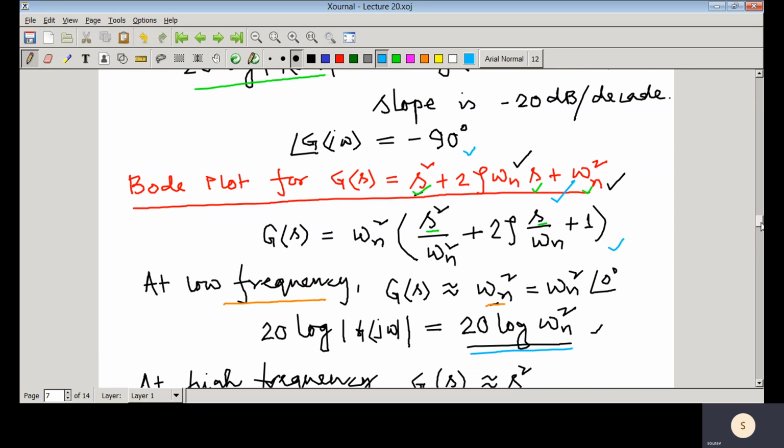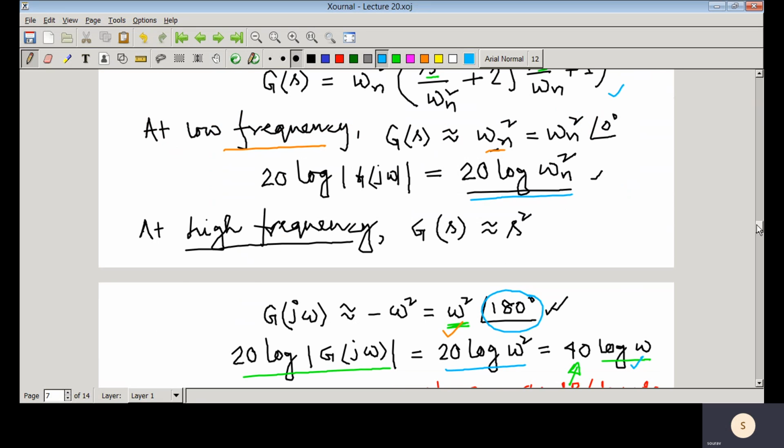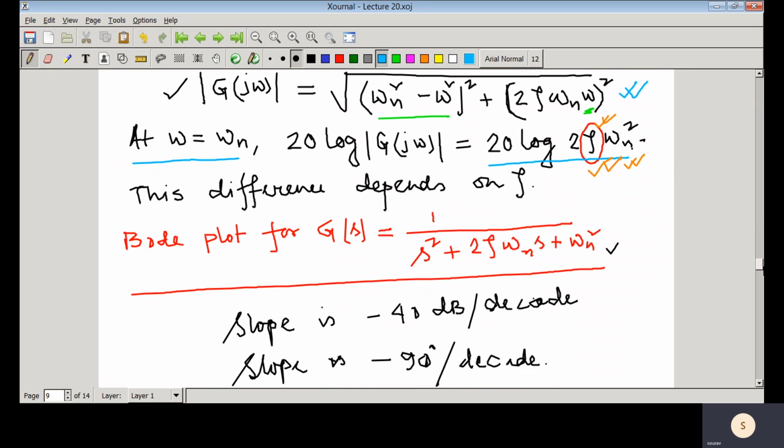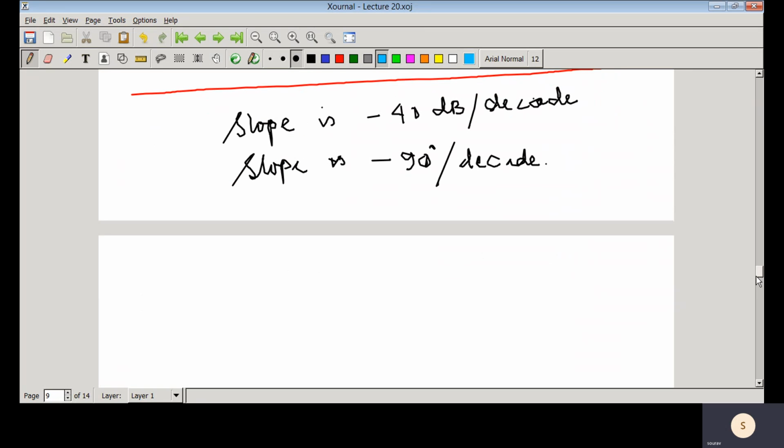And in case of a second order factor, we have seen that the slope would be doubled, it would be 40 dB per decade, and if it goes to the denominator it would be minus 40 dB per decade. The angle at high frequency would be 180 degrees with a slope of 90 degrees per decade, and whenever it goes to the denominator, that slope would be minus 90 degrees per decade, and the slope is minus 40 dB per decade. So just applying those concepts, we can easily draw the asymptotic Bode plot for a given transfer function. So let us see.